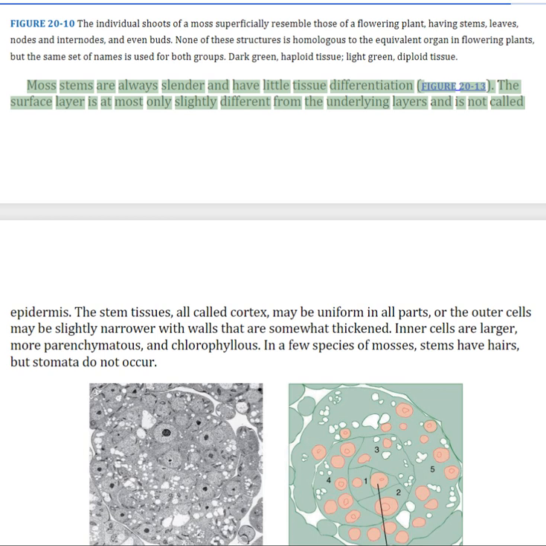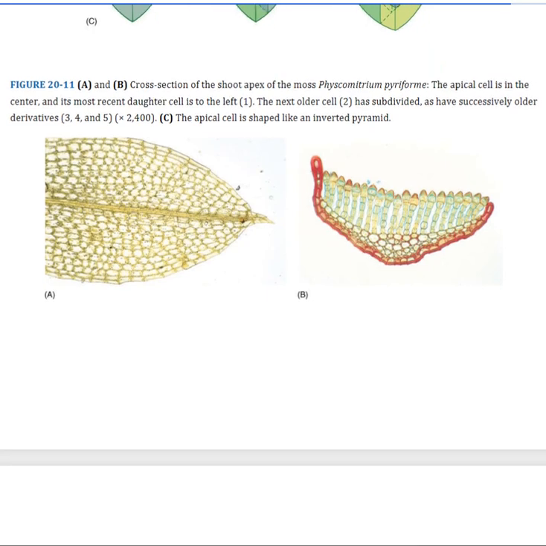Moss stems are always slender and have little tissue differentiation. The surface layer is at most only slightly different from the underlying layers and is not called epidermis. The stem tissues, all called cortex, may be uniform in all parts, or the outer cells may be slightly narrower with walls that are somewhat thickened. Inner cells are larger, more parenchymatous, and chlorophyllous. In a few species of mosses, stems have hairs, but stomata do not occur.